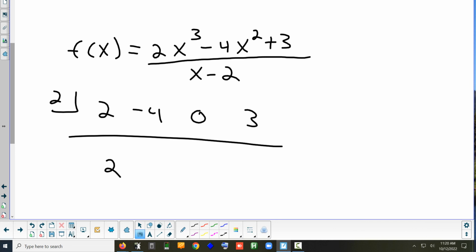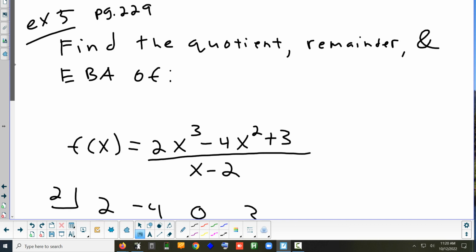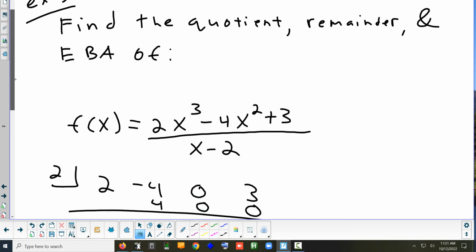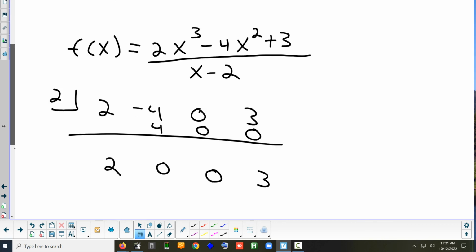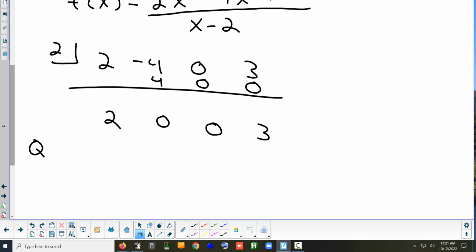Bring down the 2. 2 times 2 plus negative 4. 0 times 2. Add it up. 0 plus 0. 2 times 0. And 3 plus 0. We don't really care about that. So we did the division. Quotient, remainder. Oh, we do care about the remainder because they asked for it specifically. Other than that, asking for the remainder specifically, the remainder isn't useful. All right, let's start with my quotient.